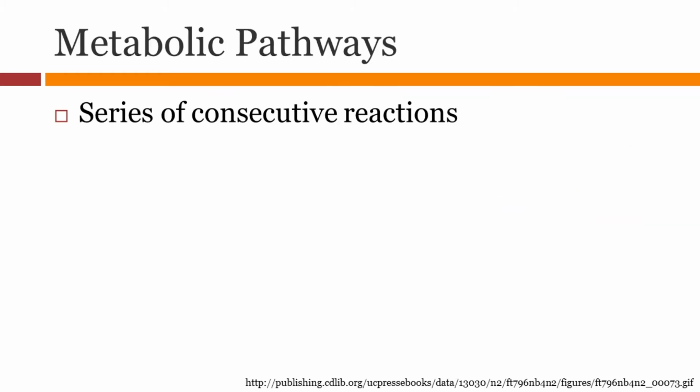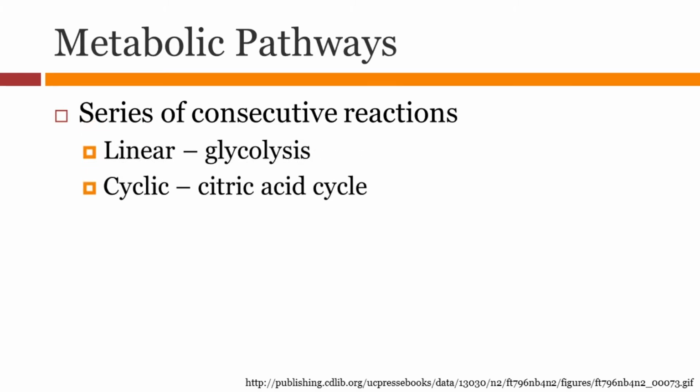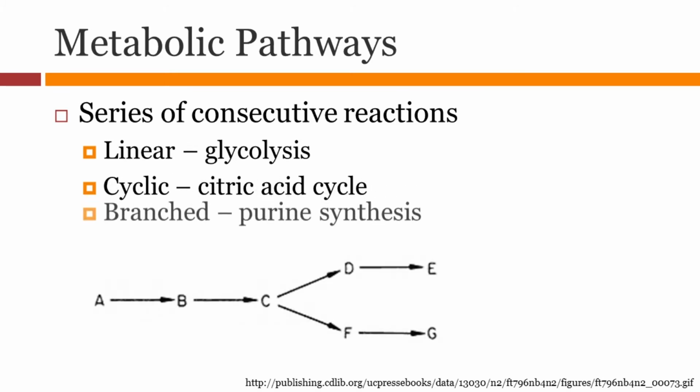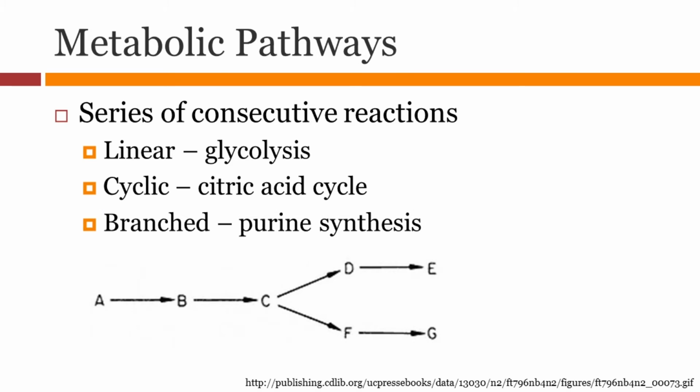Metabolism is a set of pathways, which are reactions that occur in a certain pattern. There are three types of pathways. An example of linear pathway is glycolysis. For cyclic pathway, a good example would be citric acid cycle. And the last type of pathway is branch pathway. An example of this is purine synthesis. Some of you might not be aware of this, but we'll learn it very soon.